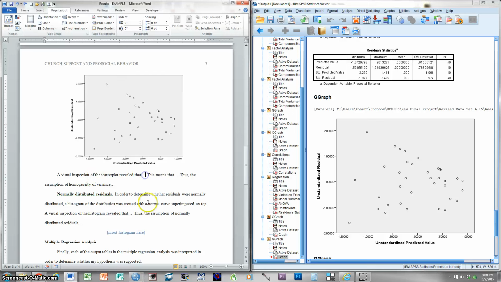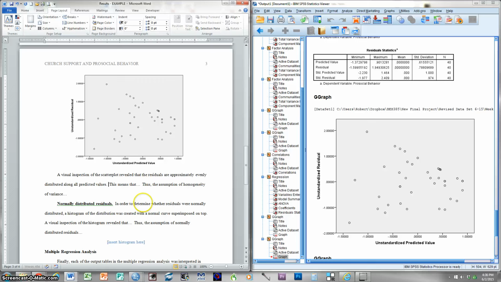So our visual inspection of the scatter plot reveals that the residuals are approximately evenly distributed along all predicted values. Okay, so what does that mean? It means that the model will be approximately equally predictive at all predicted values. Thus, the assumption of homogeneity of variance is supported.